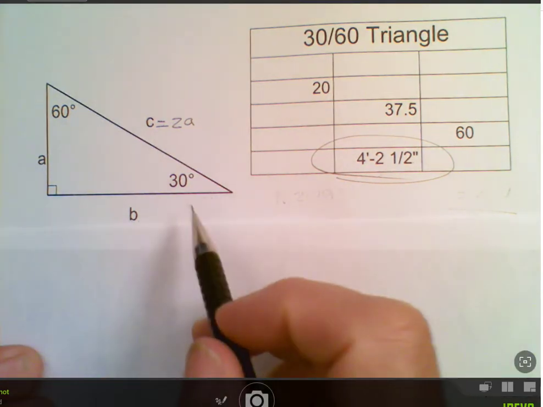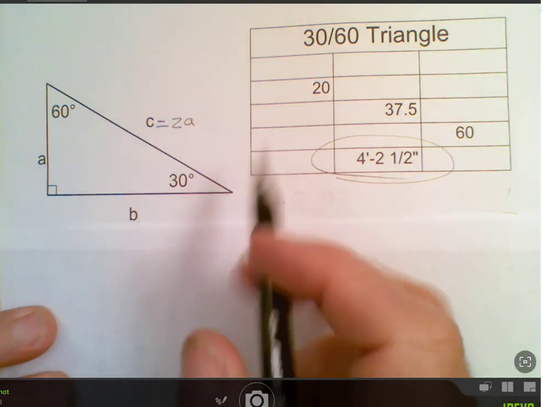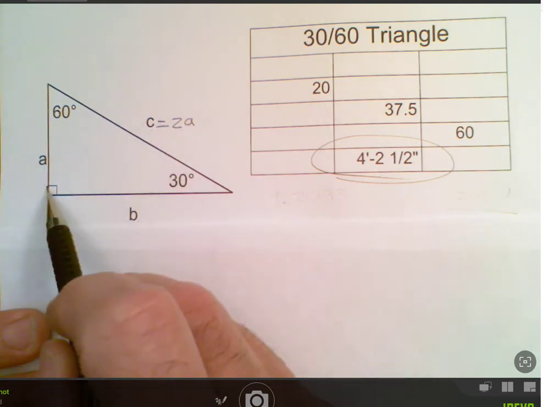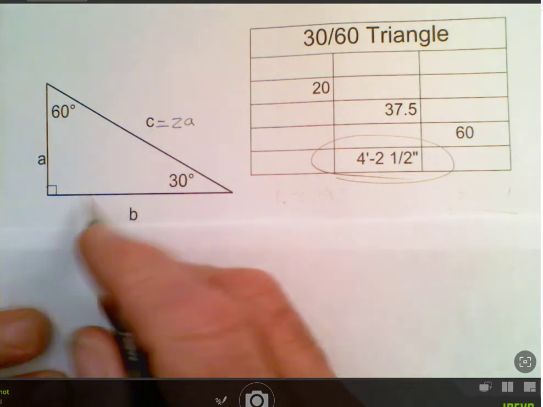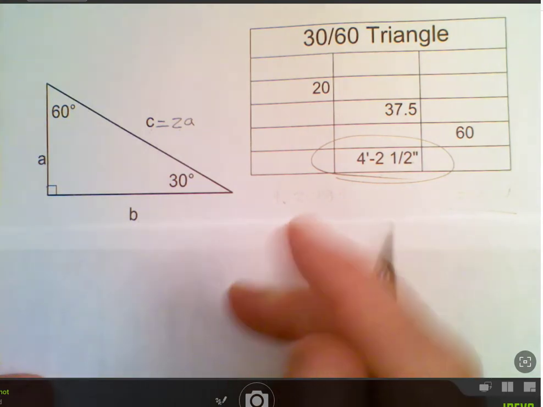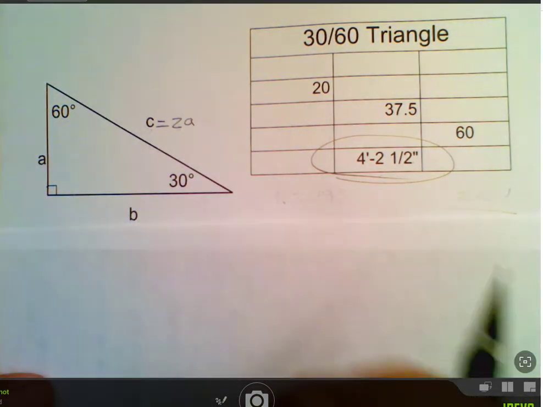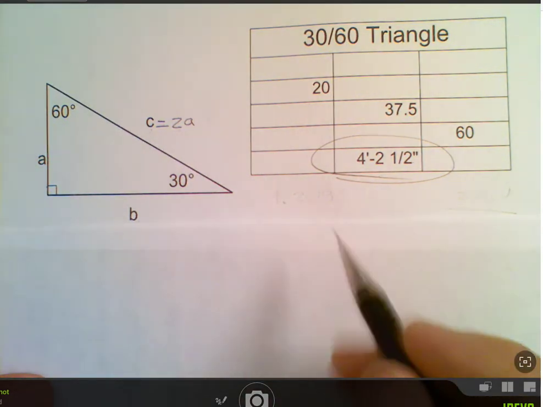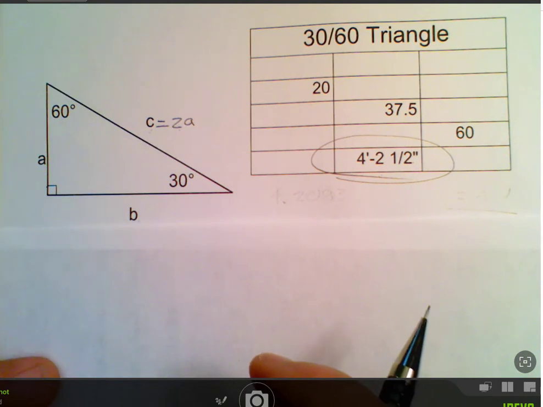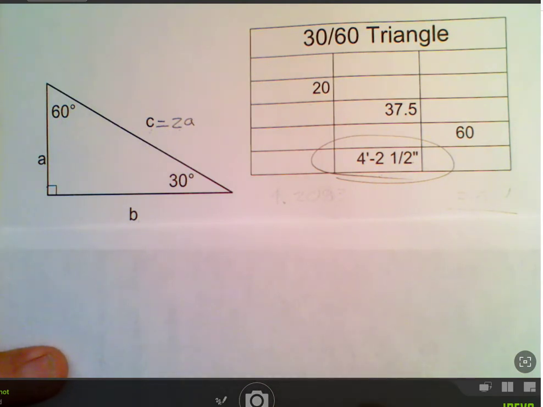The first thing for a 30-60 triangle, it has a special characteristic, and that is that the hypotenuse C is equal to 2 times the shorter leg, the A leg in this case, and that's for a right triangle only. And this is one of the special triangles. There's a 3-4-5 triangle, there's a 45-45 triangle, and the 30-60 that have these kinds of special characteristics that allow you to use them to solve certain kinds of problems.